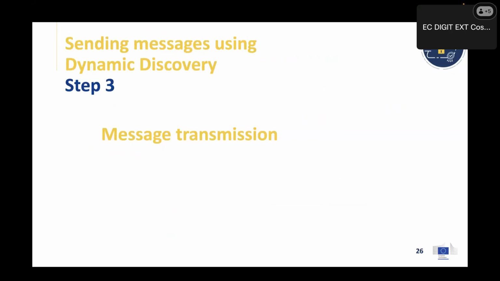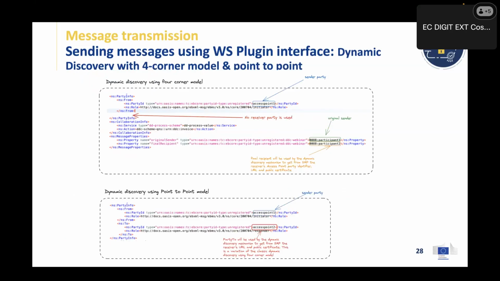Now, step 3, we are ready to send messages between the access points. Before sending messages between the access points, I will present that there are two, let's say, ways of sending messages using dynamic discovery. One is the four-corner model, which is the most commonly used, and the other is point-to-point. So what does it mean, four-corner model? This is an extract of the web service plugin message, which is sent from C1 to C4 via C2 and C3.